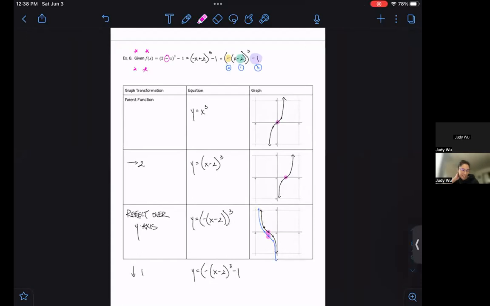But that is our last example for the graph transformations, and you'll have a chance to practice the concepts as well as the actual graphing in the quiz for this week, as well as the MyOpenMath for this section.